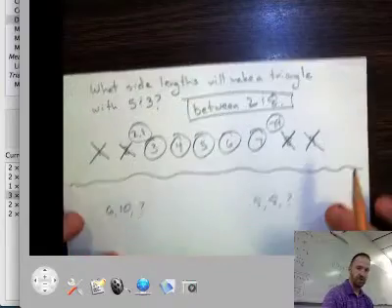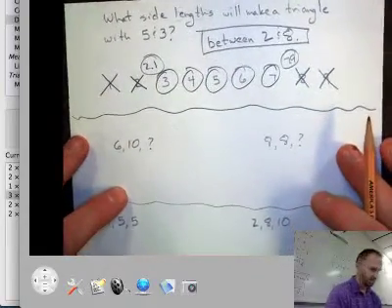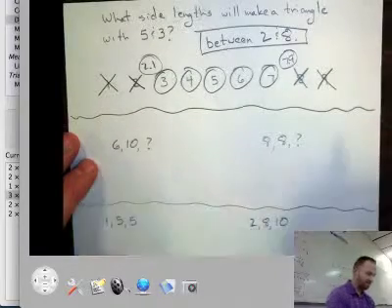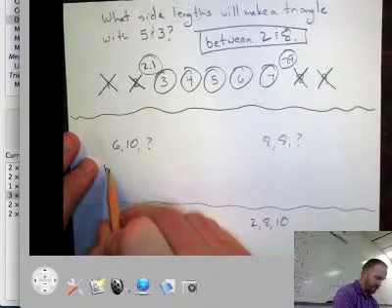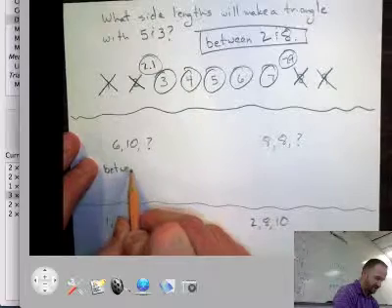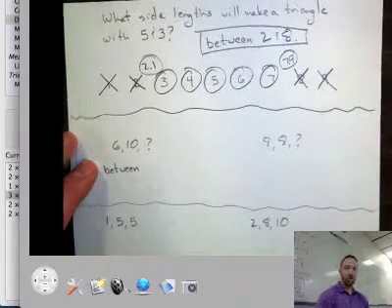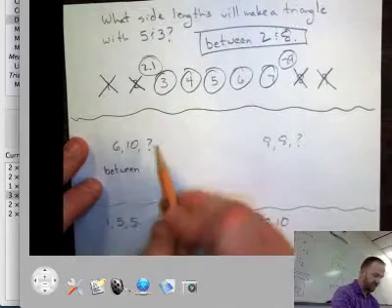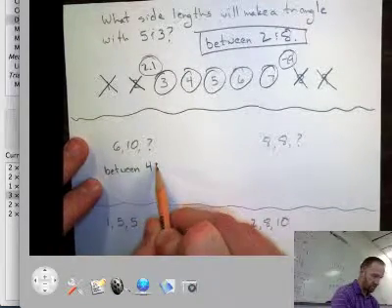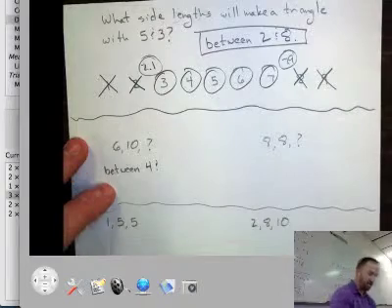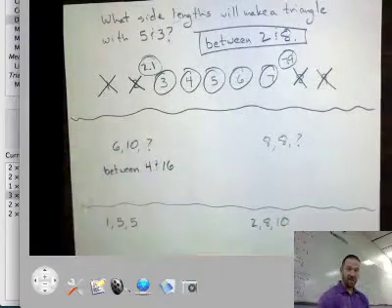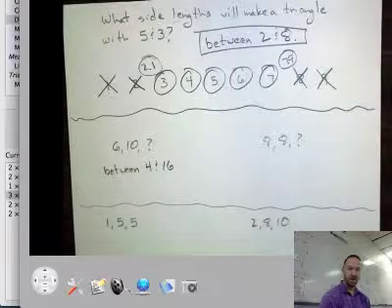So let's see how that works. Here's a couple examples. Let's say we've got a triangle with sides that are 6 and 10. We know that the third side has to be between what you get when you add them and what you get when you subtract them. Now, 10 minus 6 is 4, and 10 plus 6 is 16. So that third side has to be between 4 and 16.